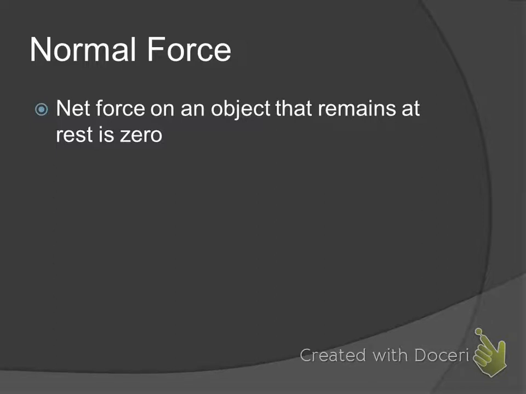But if I have any object sitting on a surface, I have this object, my calculator sitting on the table, I have a force due to gravity that's pulling it down, right? The acceleration due to gravity is pulling that down. So why isn't it falling?